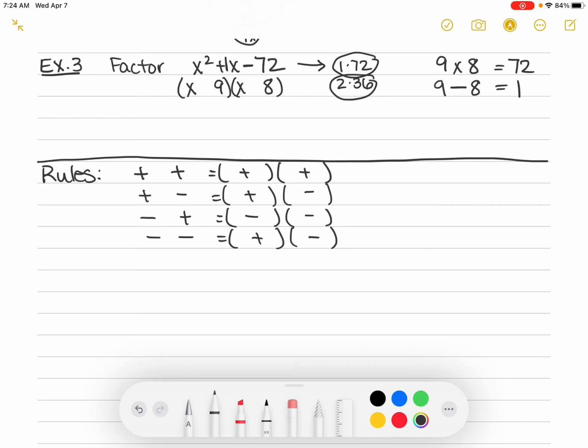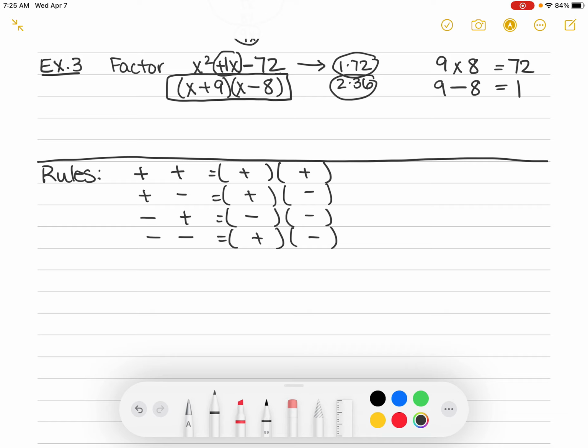So this is the one that we're doing right now. It doesn't necessarily mean the first one has to be plus and the second one has to be minus. Those can be mixed. So what you need to look at is your middle sign. The middle one is a plus here. So when I subtract, I want my bigger number to be the plus. So 9 is going to be my plus and 8 is going to be my minus. And that's my answer.